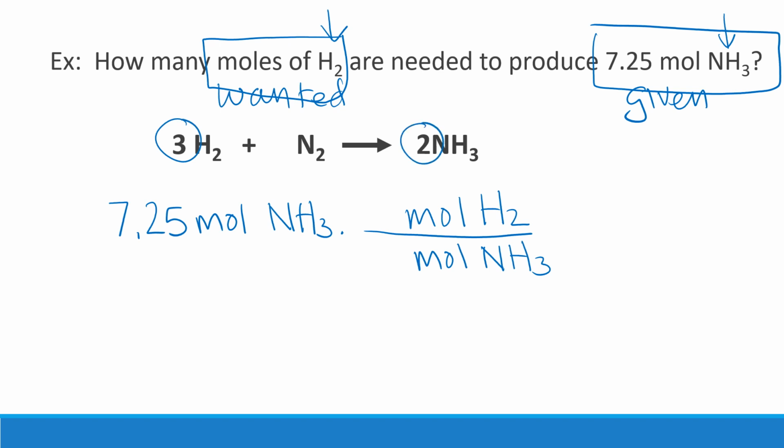So in front of H2 I see a 3, and in front of NH3 there's a 2, so I put that into my ratio. That's saying that I need 3 moles of hydrogen for every 2 moles of NH3 that I get, but I've built a little conversion factor there that cancels out moles of NH3 and leaves me with moles of H2, which is what I want. And then I just have to put this into my calculator. 7.25 times 3 divided by 2. And then rounded to 3 sig figs, that equals 10.9 moles of H2.